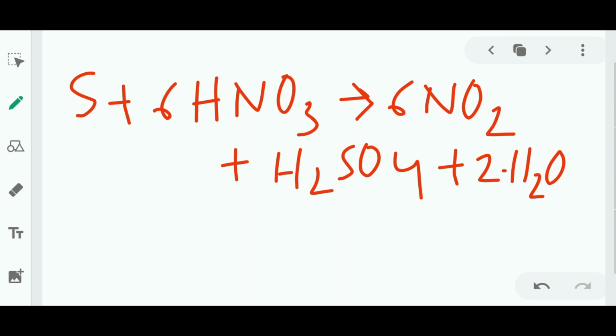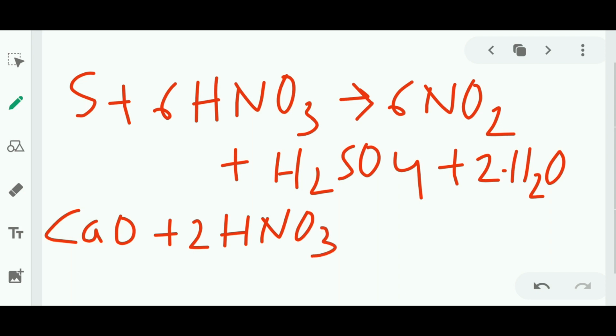Acidic property is similar. How can acidic property be seen? Acidic property means it reacts with bases to produce salt and water. For example, it combines with basic oxides like CaO. This is a basic oxide. When it reacts with HNO3, then what does it produce? Salt and water is formed. Okay, so these are the properties of HNO3.